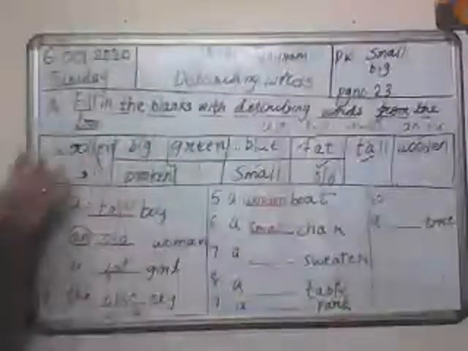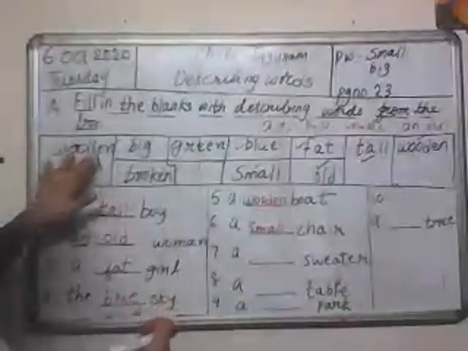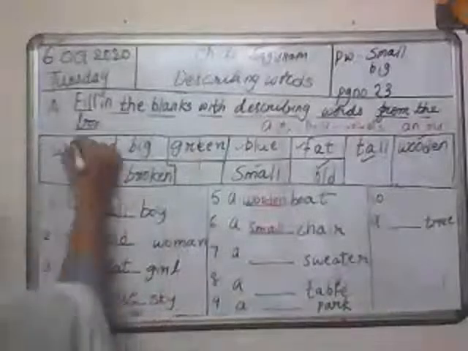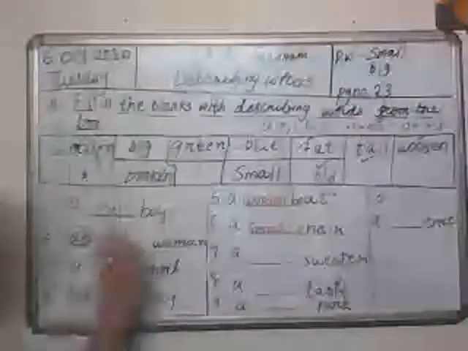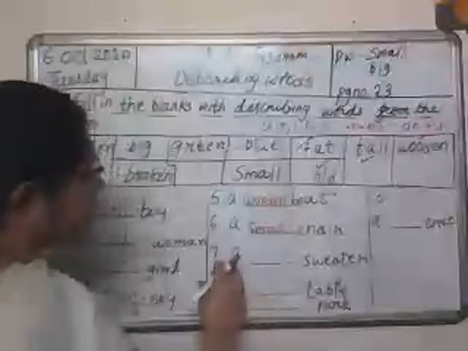So here we have woolen. I think this is the best option for sweater, woolen, because all sweaters are woolen. A woolen sweater, and a dash table.